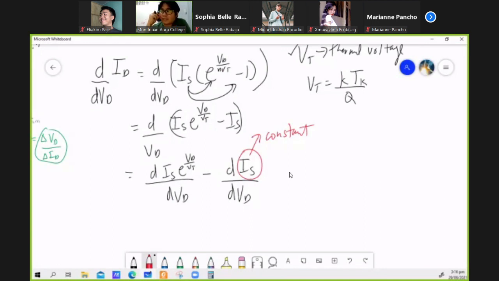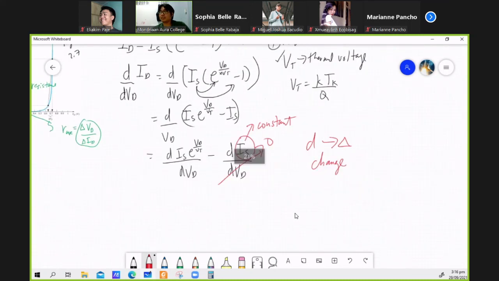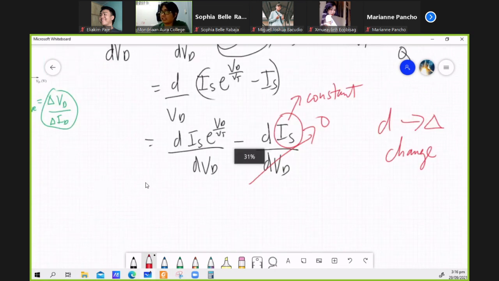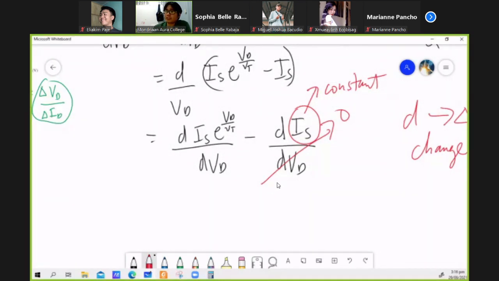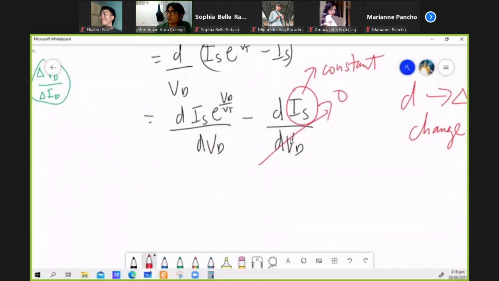Bakit ang derivative ng constant ay 0? Remember, ang derivative can be also expressed in terms of delta. So pareho lang ibig sabihin niyan. This represents change. Ang constant ba nag-change? Hindi. That's why kapag kinuha natin ang change ng constant, that is equal to 0. Okay? So kaya ang derivative ng constant ay 0. Wala namang pagbabago ang constant. Diba? Derivative denotes change.